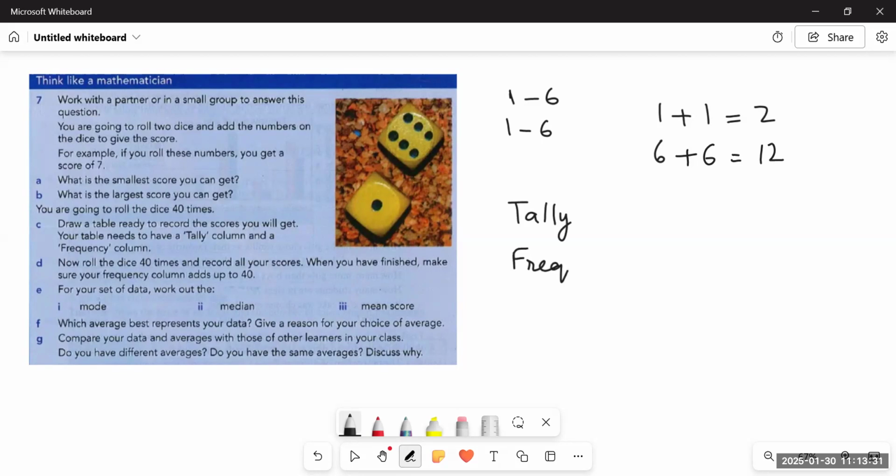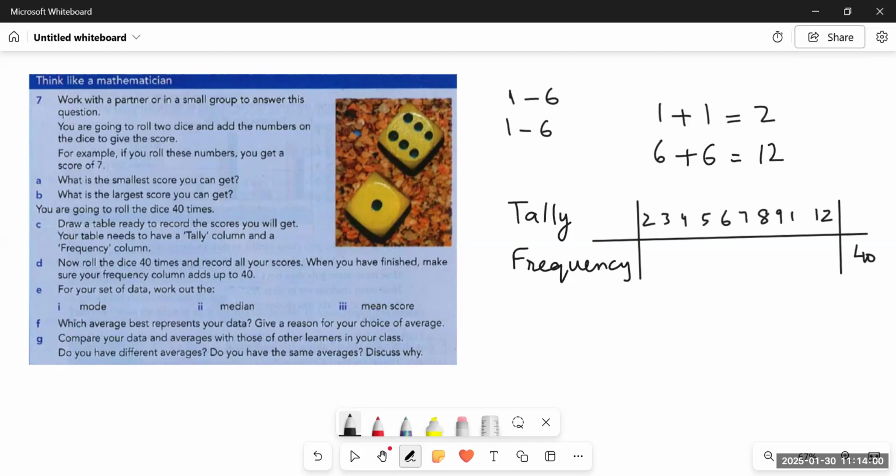What will you do over here? In the frequency column, you will split 40, right? The sum of frequencies should be 40. That is, we are rolling the dice 40 times. And then in the tally column, we'll start with 2 and go till 12. Why? Because the smallest score we can get is 2 and the largest score we can get is 12. So the numbers among them are 3, 4, 5, 6, 7, 8, 9, 10, then we have to add 11 and 12 as well.